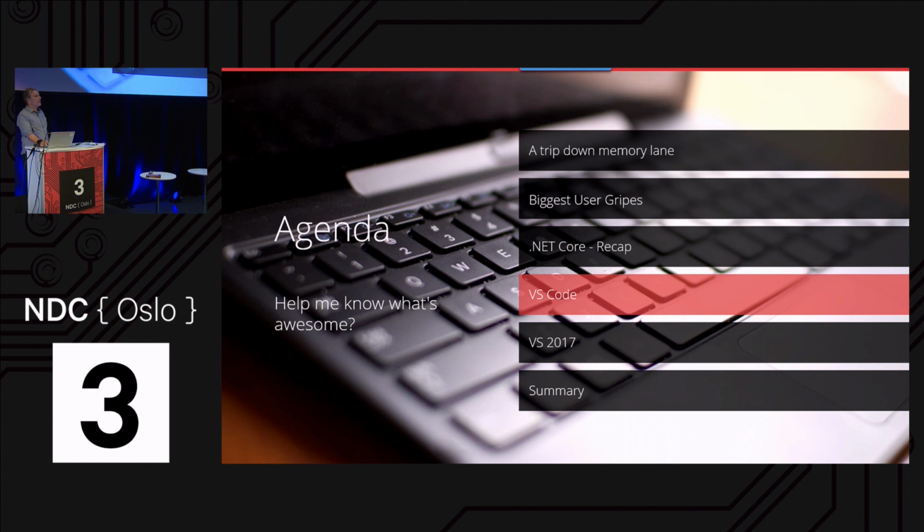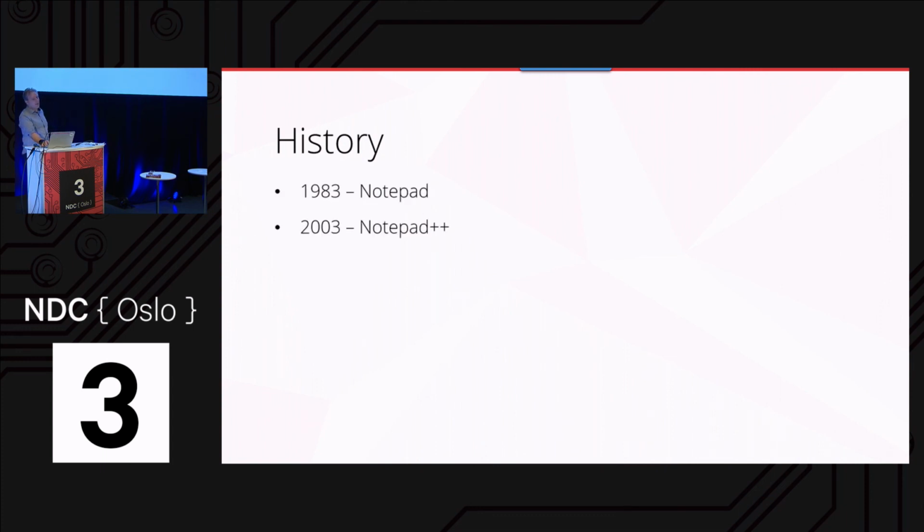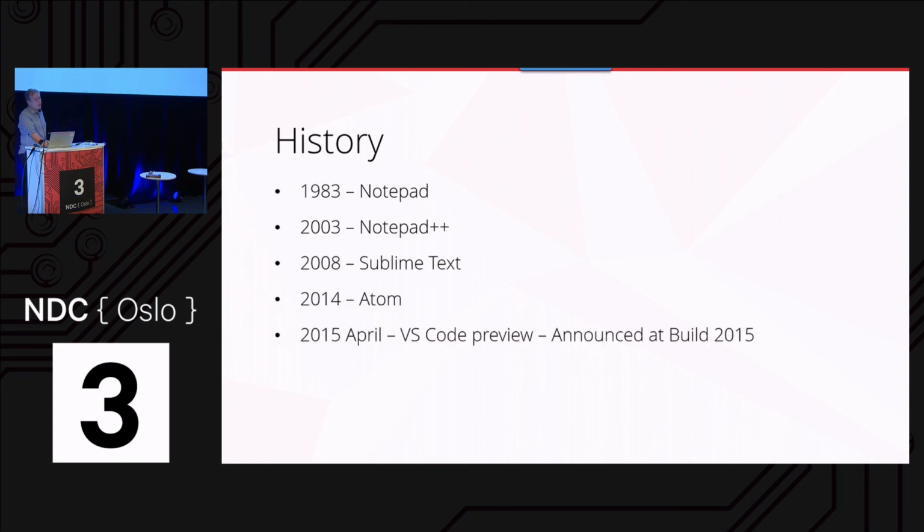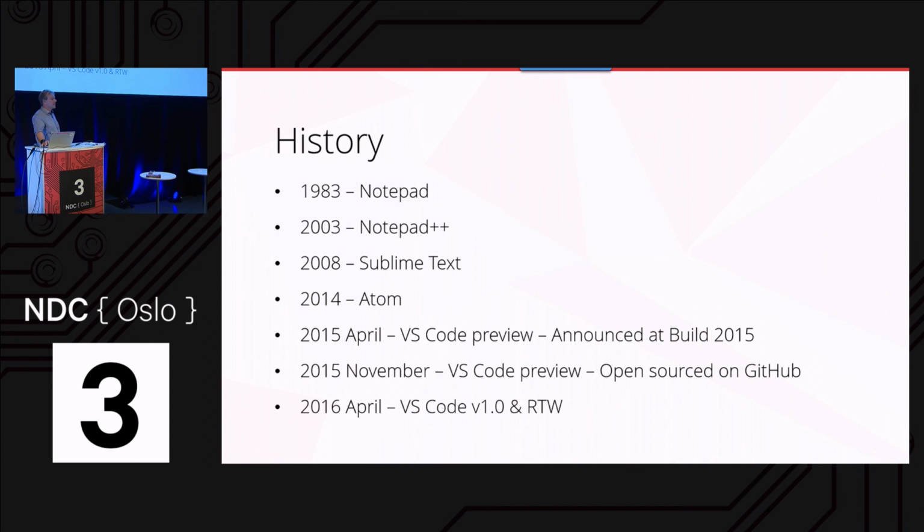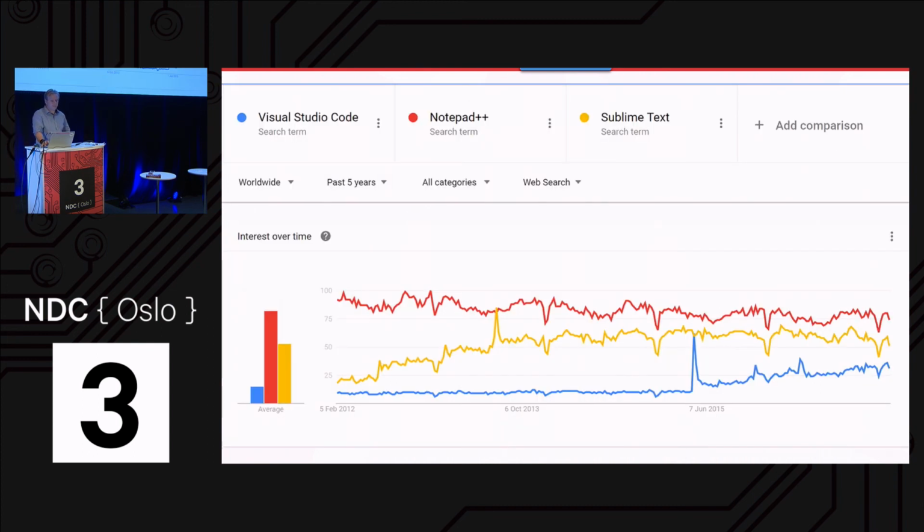So VS Code isn't totally mainstream yet, but it's getting bigger and bigger. I'll just walk you through it. Basically, Notepad comes out in '83, and then we get Notepad++, that took a while. And then we get Sublime. And then we get Atom. And then Microsoft surprised everyone and gave us VS Code Preview. Then they open sourced it on GitHub, really surprising. And then they give us an RTM version. So we've had this for a couple of years. This is starting to get kind of mature.